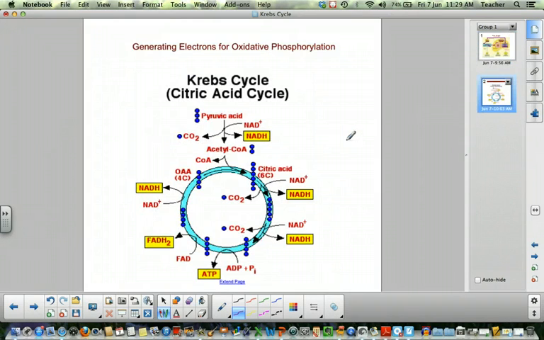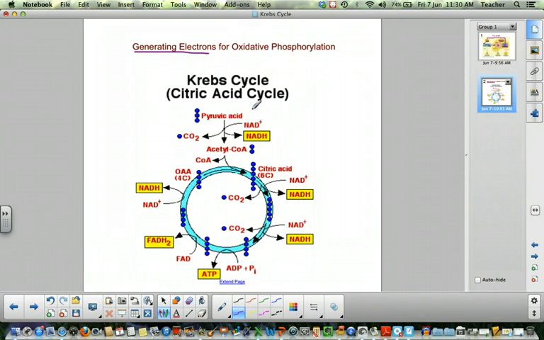at the Krebs cycle. Okay, it's key to remember that the entire purpose of the Krebs cycle, believe it or not, really isn't to make ATP. It's to generate electrons that can be used in oxidative phosphorylation, which is going to generate a lot of ATP. Okay, so keep that in mind as we go through this.